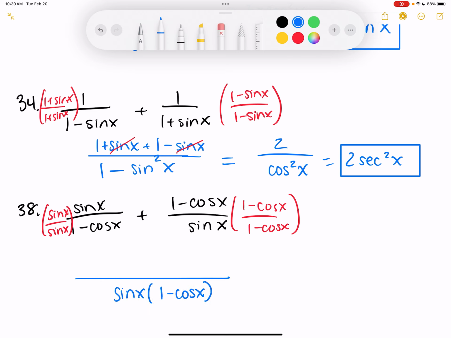Alright, so I've got sine squared of x. Then I'm going to have 1 plus 1 minus 2 cosine x plus cosine squared of x. Does that sound right? Yeah, I think so. Okay. Sounds reasonable. So now on the top, what do I have?